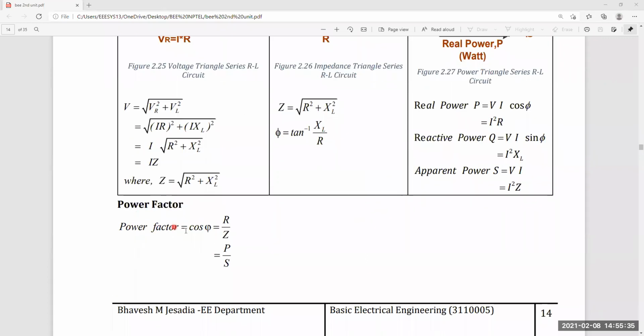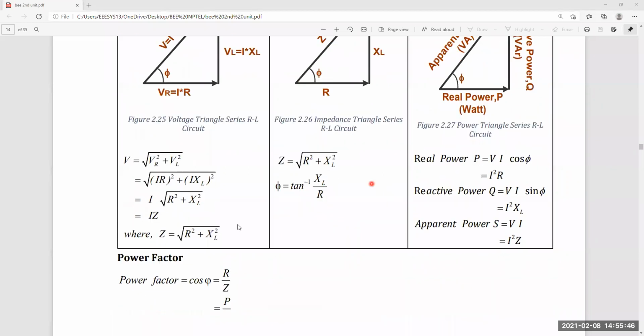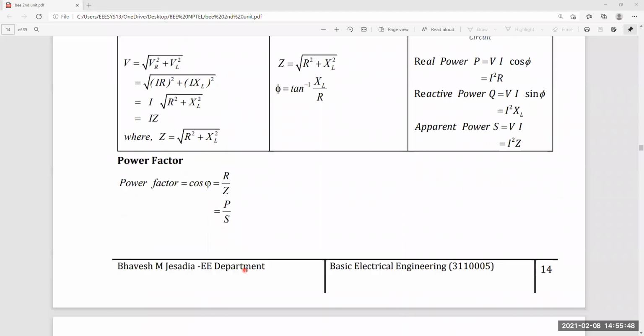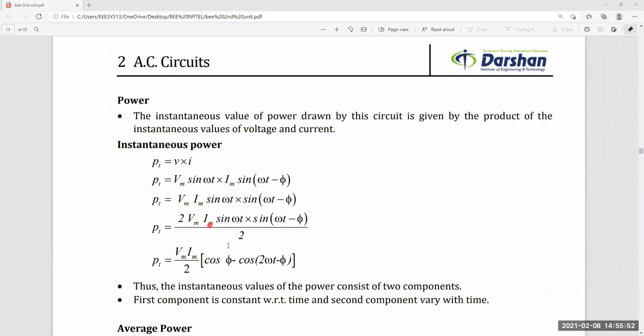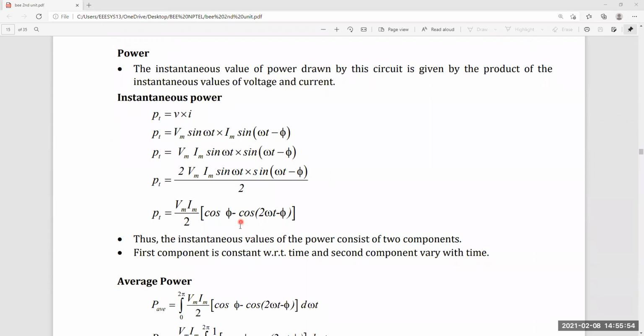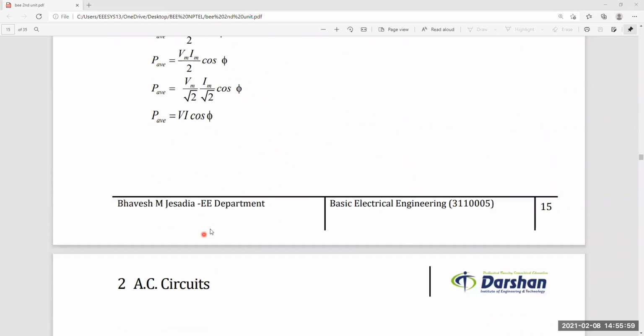Understood. Then the power factor of the circuit, cos phi, is equal to R by Z or P by S, according to the power triangle. Cos phi is equal to adjacent by hypotenuse, so P by S. So this is the instantaneous power consumed by the series RL circuit, and the average power I already explained in the previous lecture.